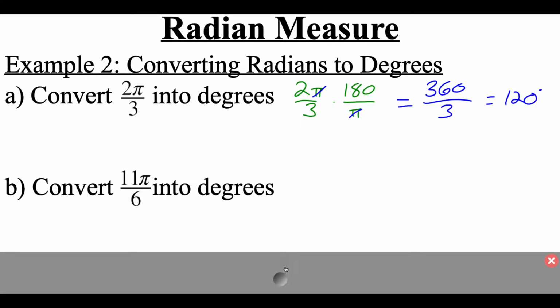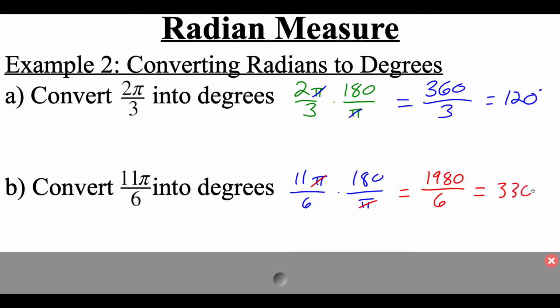Taking a look at this next one, we're going to convert 11 pi over 6 into degrees. So 11 pi over 6 times 180 over pi. Pi's on top and on bottom cancel each other out. 11 times 180 is 1,980 over 6. And then if we divide that out, we're going to get 330 degrees. So 11 pi over 6 is the same as 330 degrees.